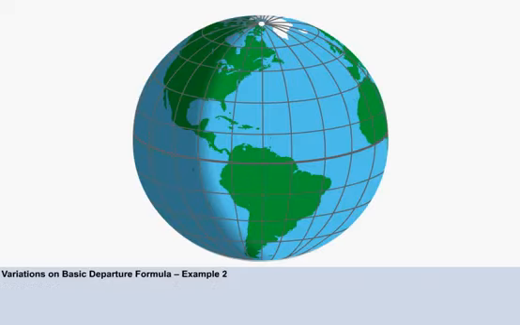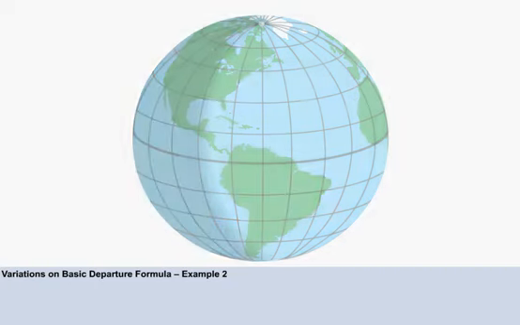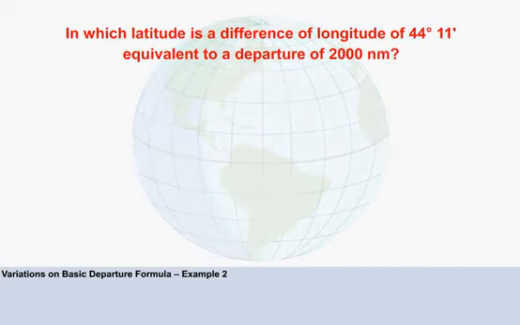The new position is 60 north and 2 degrees and 24 minutes west. Here is another example of a different substitution. In this one you are given the departure and have to find the latitude instead. In which latitude is a difference of 44 degrees and 11 minutes, equivalent to a departure of 2,000 nautical miles.